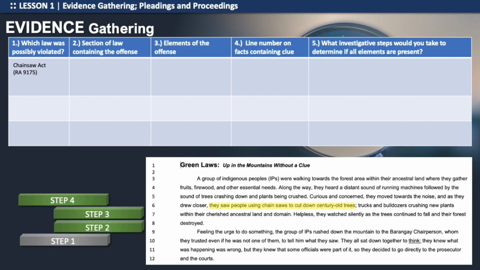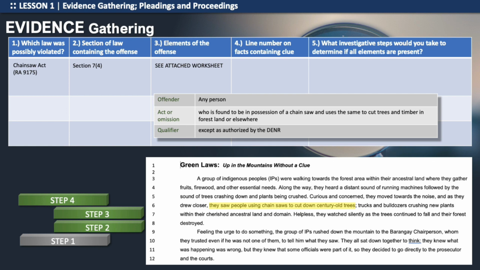And in looking at that law, I sought answers to question number 2, which is what is the specific section in that law that contains the offense that I'm sort of clued into from this hypothetical case. Okay, and I find under section 7, subparagraph 4. Now we proceed on to question number 3, which will give us the specifics on what's in section 7, subparagraph 4.